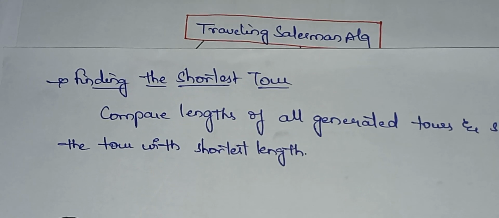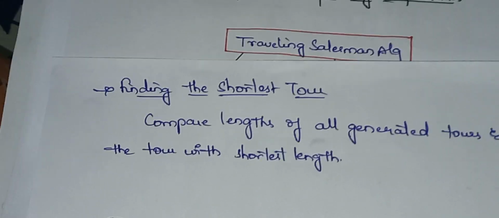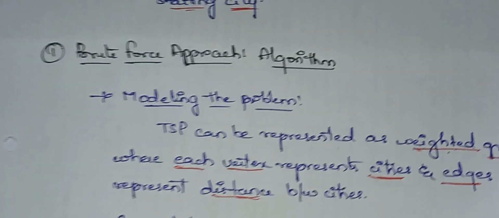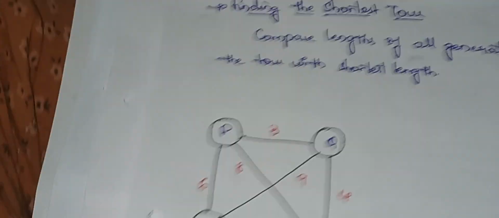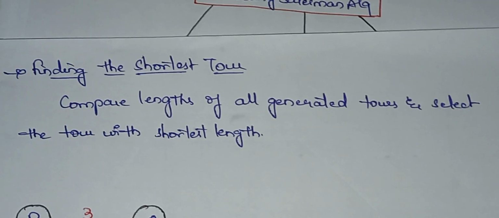So in total, in the traveling salesman problem, you have four steps. One is modeling the problem. The second is generating the tours. Next, third is computing the tour length. Next, fourth is finding the shortest tour.